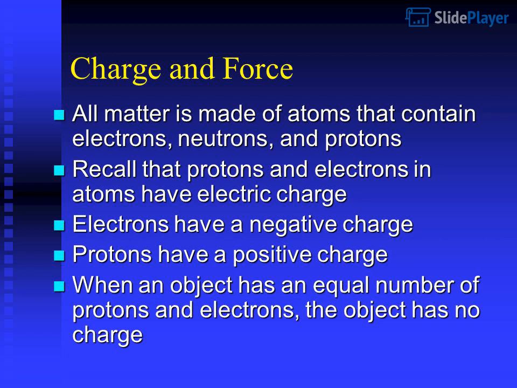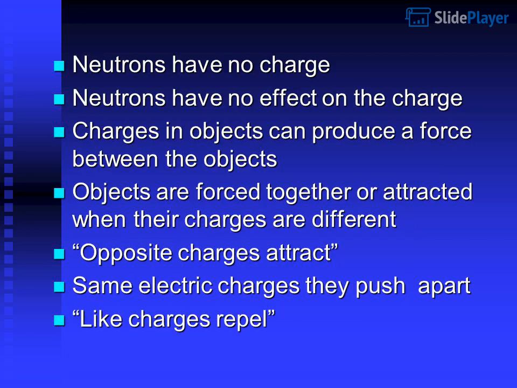Recall that protons and electrons in atoms have electric charge. Electrons have a negative charge. Protons have a positive charge. When an object has an equal number of protons and electrons, the object has no charge. Neutrons have no charge. Neutrons have no effect on the charge.